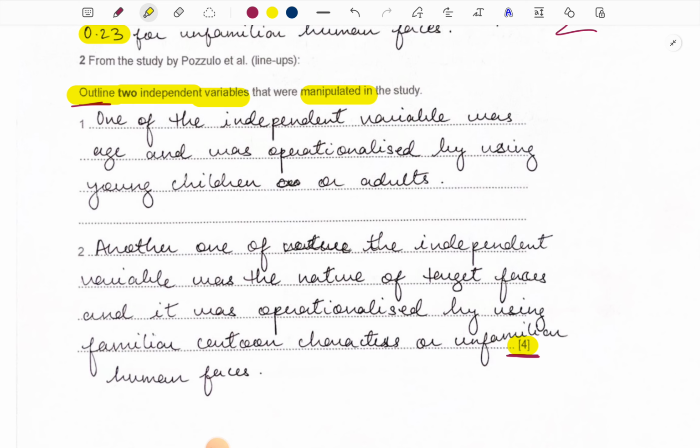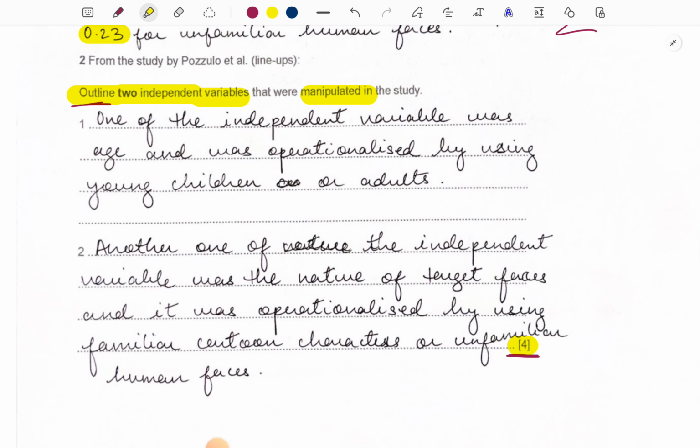For example, if I say one independent variable is type of face, that would definitely not justify 2 marks, and it would also not justify the command term outline. Outline means specifying, not just naming. So the command term is not name or identify, it's outline.